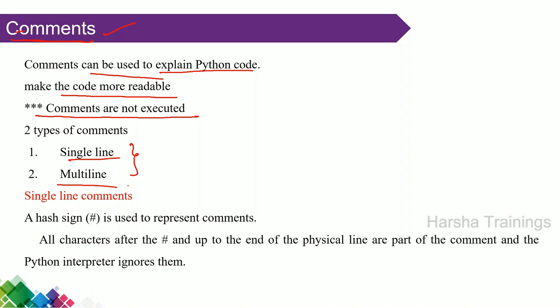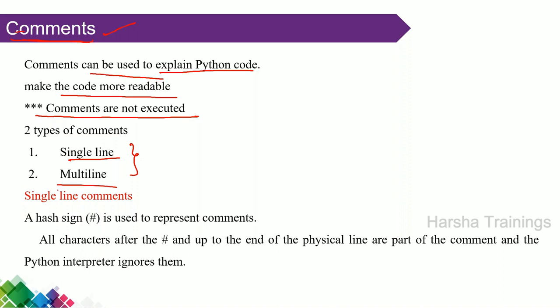If you write the comment in a single line, that means only that single line is not executed. Multi-line means you can write the comments in multiple number of lines. Suppose, how can you say that this is a comment?